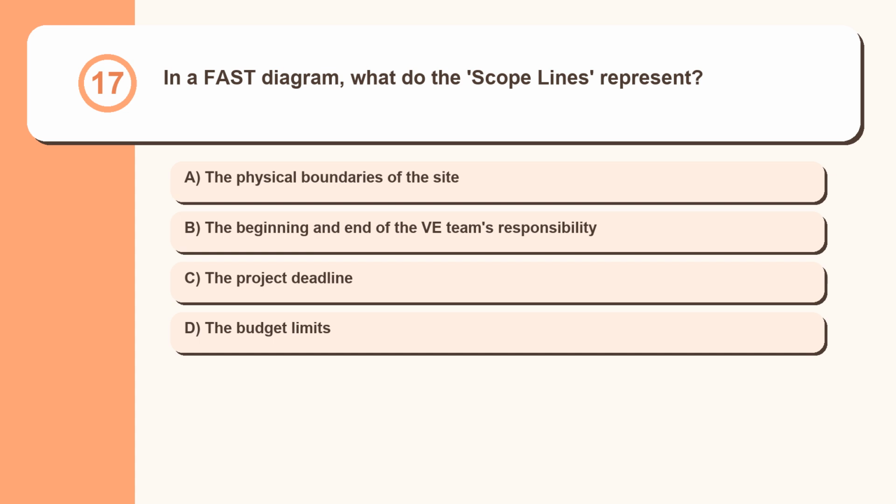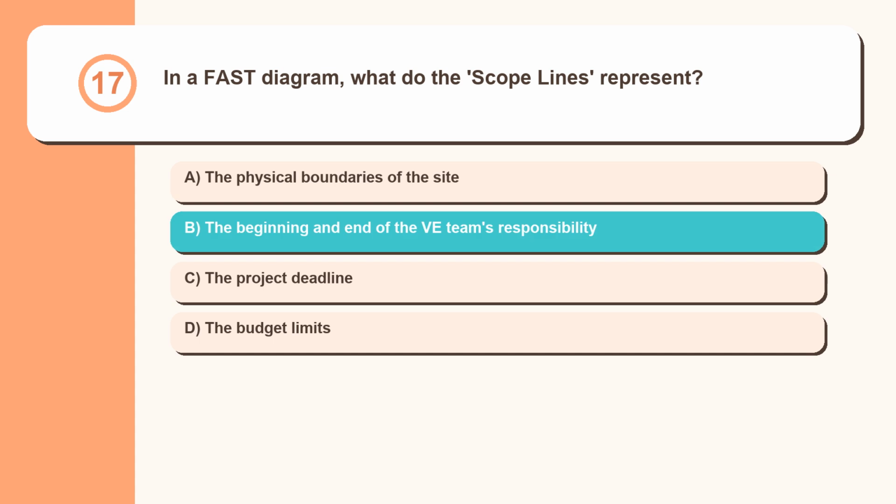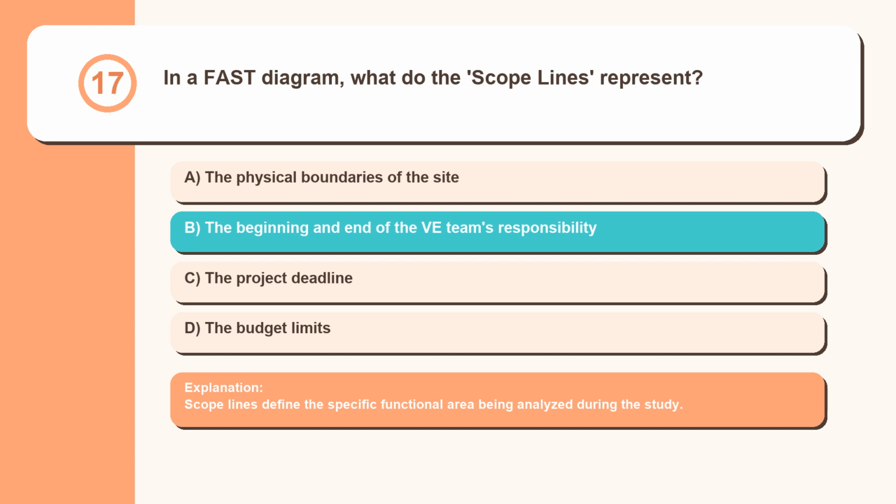Question 17. In a FAST diagram, what do the scope lines represent? The physical boundaries of the site, the beginning and end of the VE team's responsibility, the project deadline, the budget limits. Scope lines define the specific functional area being analyzed during the study.